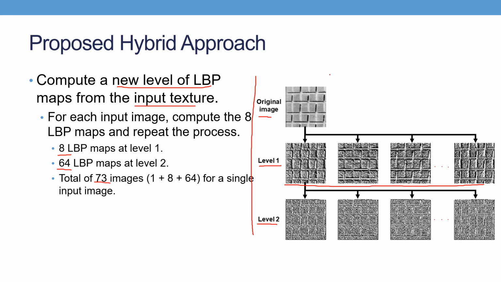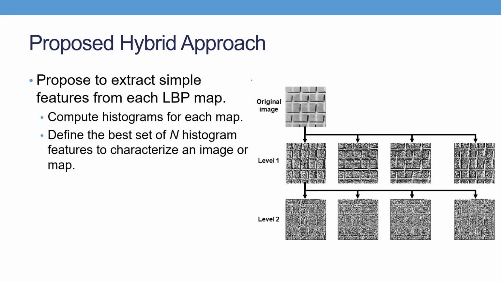Okay, we could compute features. We could go on and compute a level 3, but it will grow exponentially. We have a lot of maps to explore in texture analysis. Let's use some simple features starting from histograms from each LBP map. The idea is to use the original image, levels 1 and 2, computing the histogram for each image or LBP map, and explore the best set of histogram features to discriminate the original image.